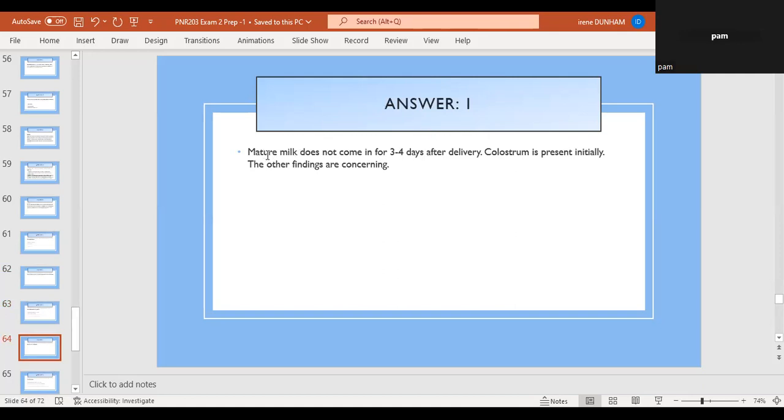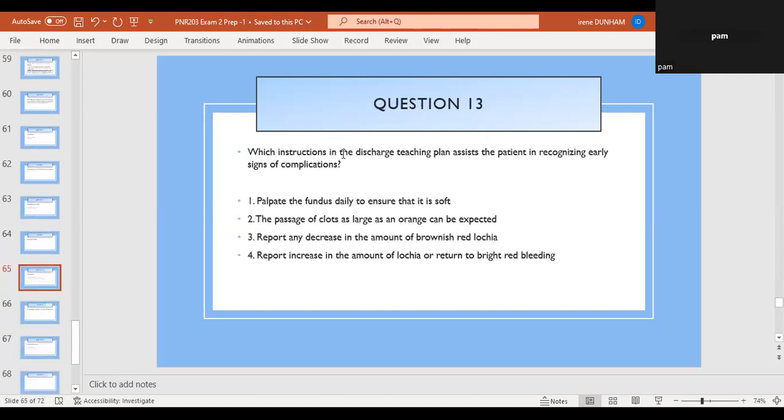So you see, write this down. Mature milk does not come in for 3 to 4 days after delivery. So the colostrum is present initially. All right. And the other findings are concerning, but what's the question asking me? 1 day. Okay. Let's do another one.